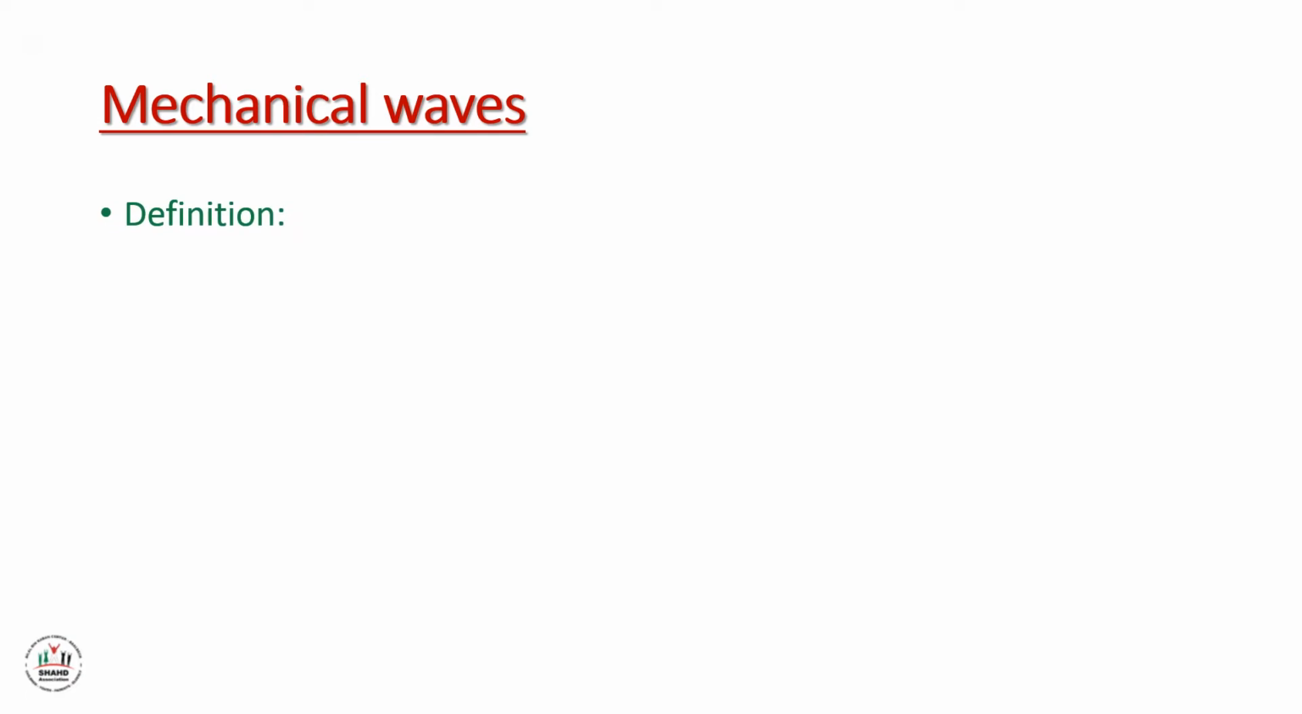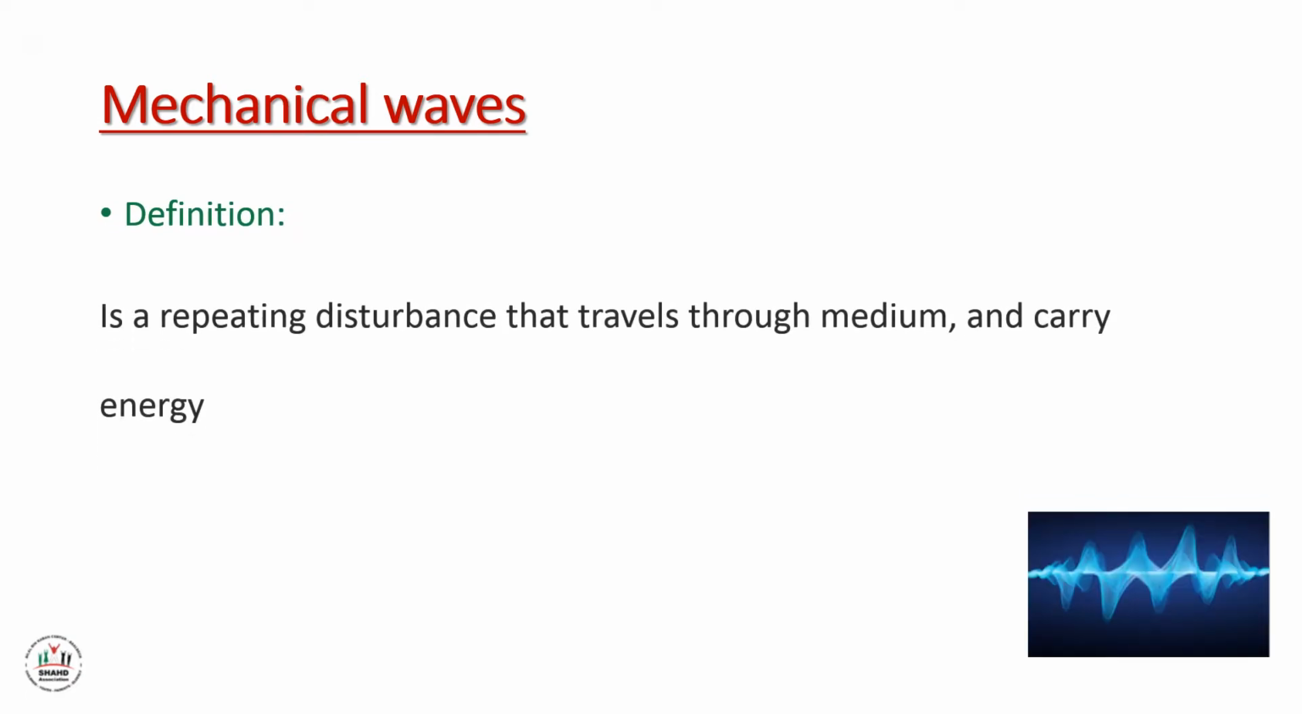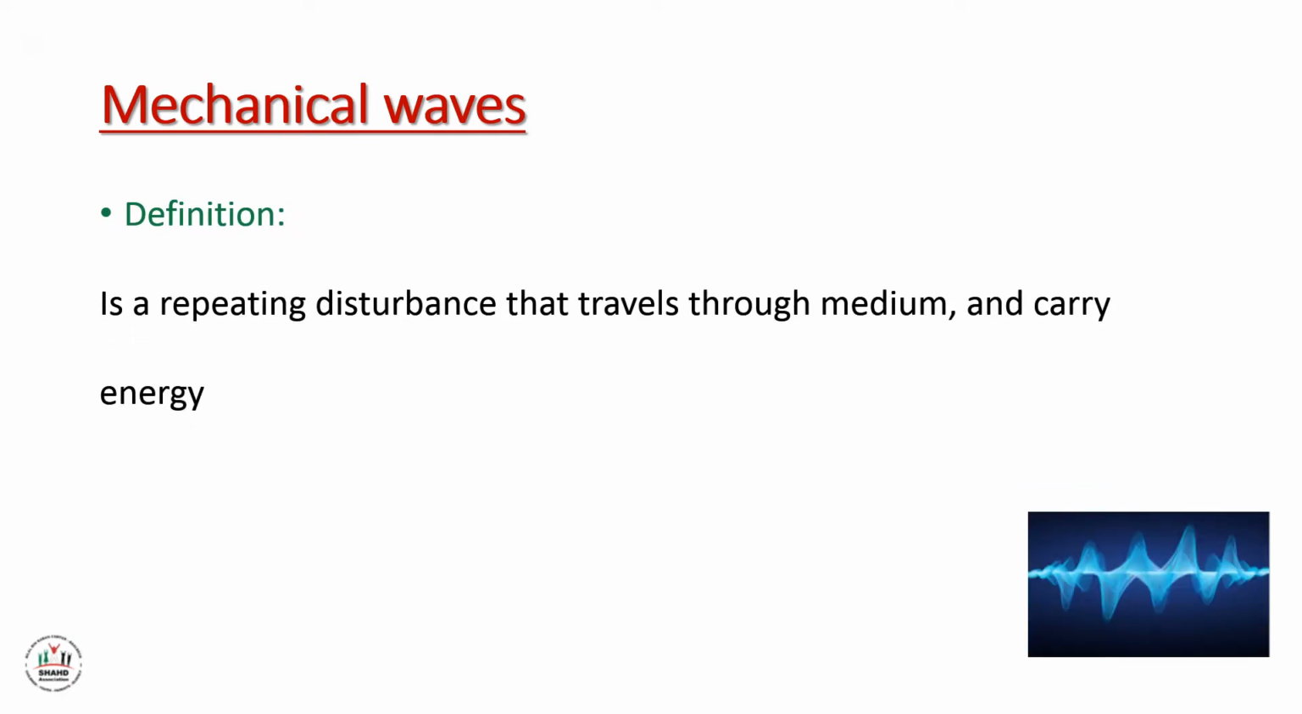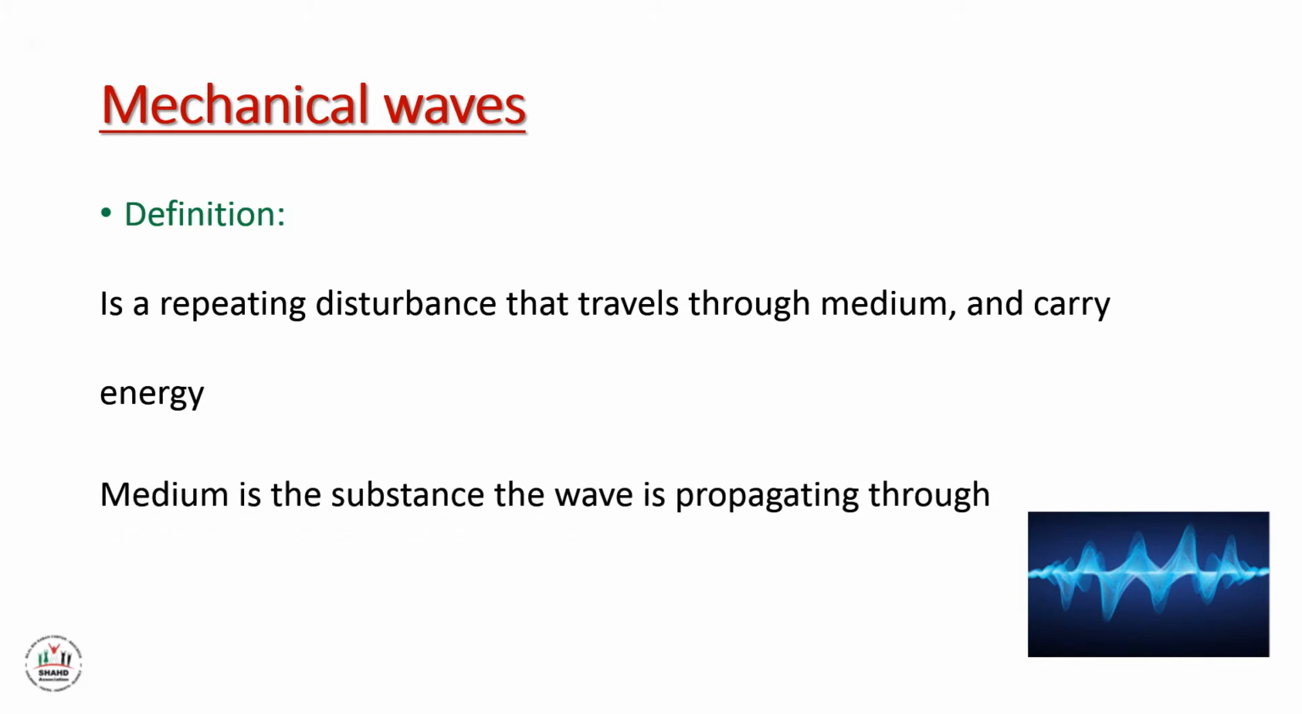As a definition, a mechanical wave is a repeating disturbance that travels through a medium, and it carries energy. When we say medium, we mean the substance that the wave is propagating through.